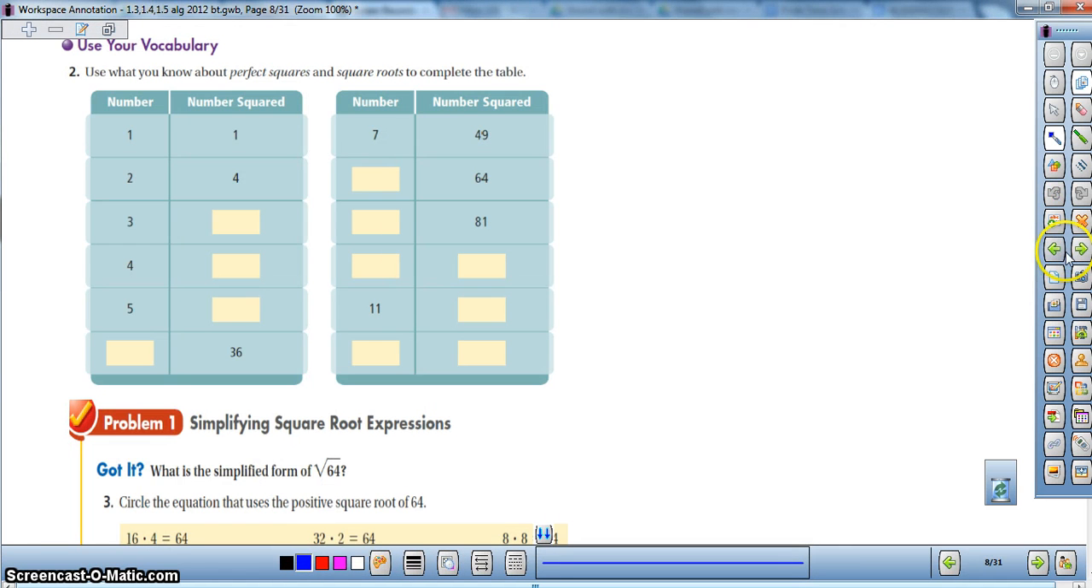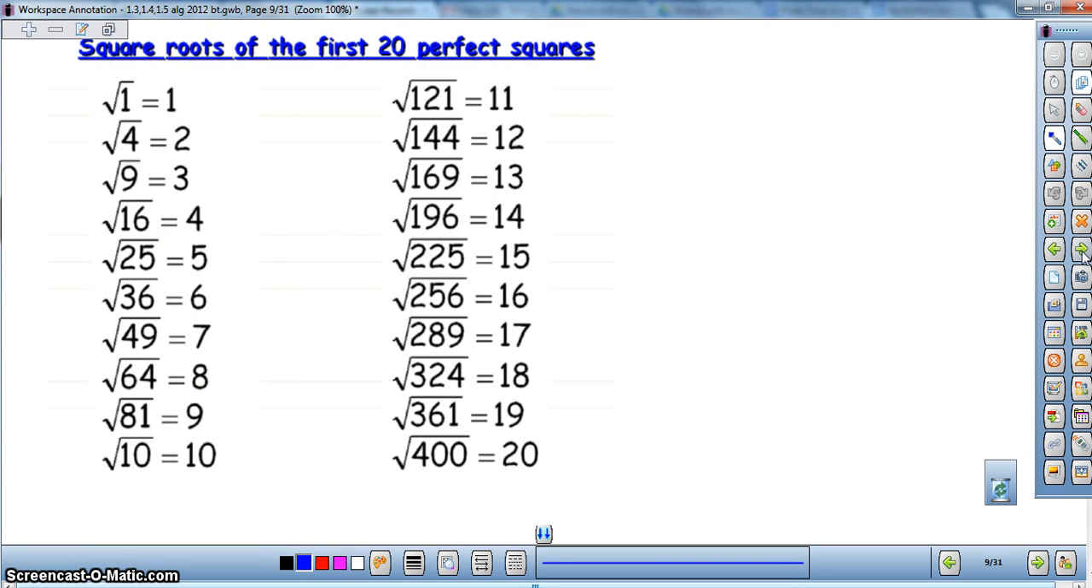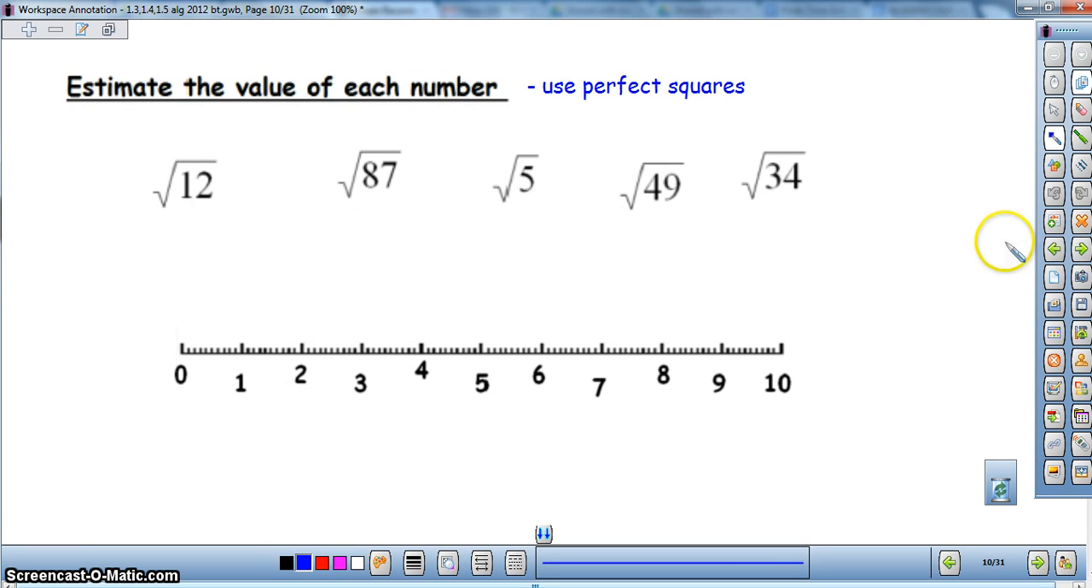When you take a look, as you filled this part in, we kind of talked about estimating our square roots. Here's your first perfect squares. Again, as we talked about, square root of 12, well, where is that? It's between 9 and 16. So which is it closer to? The square root of 9 is 3, and the square root of 16 is 4. So which number is it closest to? We know it's going to be between 3 and 4.